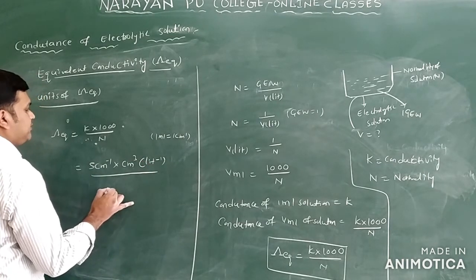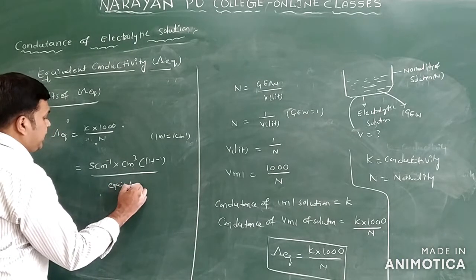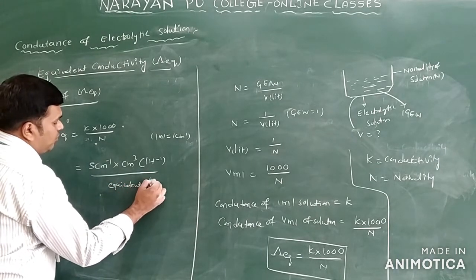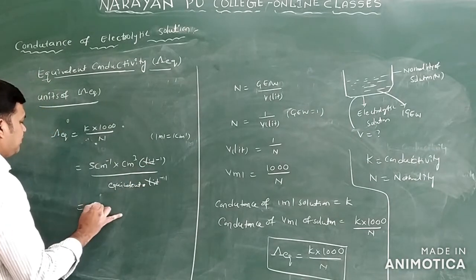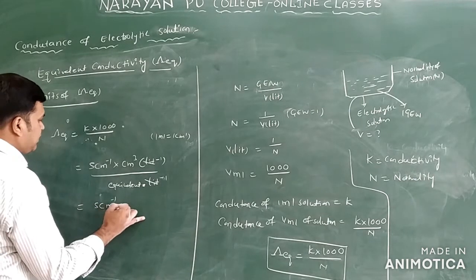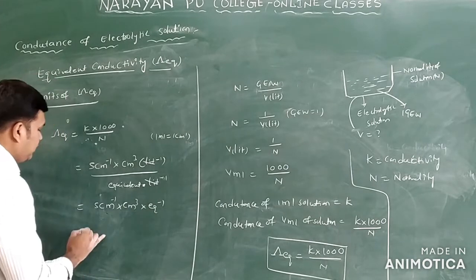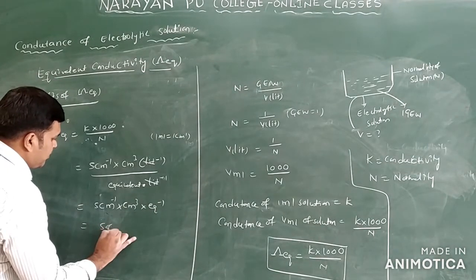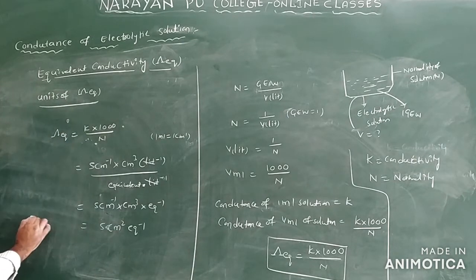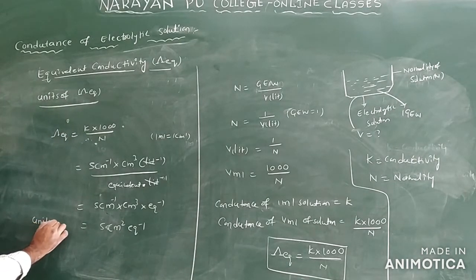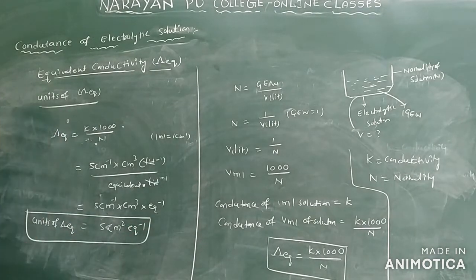By normality, gram equivalent weight per liter, so we will write here equivalent per liter. Per liter means liter inverse, so liter inverse cancels. Then what you will get? Siemen, centimeter inverse and centimeter cube, and equivalent inverse. From this I will write here Siemen centimeter square equivalent inverse. So these are the units of equivalent conductivity: Siemen centimeter square equivalent inverse.